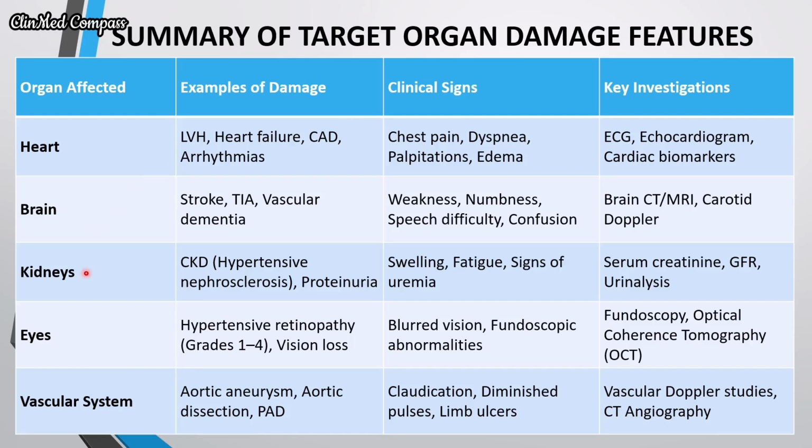Then the kidneys, hypertensive nephrosclerosis, chronic kidney disease. Eyes, hypertensive retinopathy, which we are going to grade in the next slide. Ophthalmoscopy, optical coherence tomography, very important. Vascular system, aortic dissection and aneurysm, peripheral artery diseases. Present with claudication, diminished pulses, and limb ulcers. Vascular Doppler studies and CT angiography are also very important.